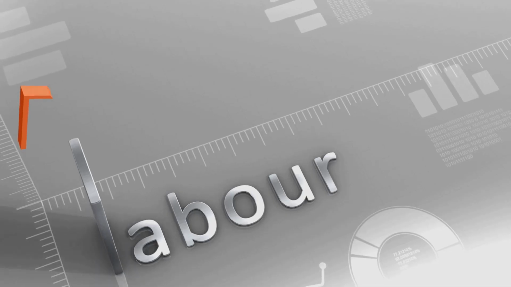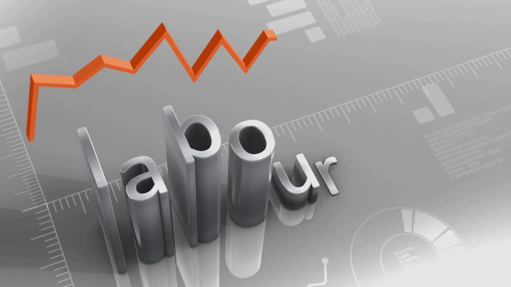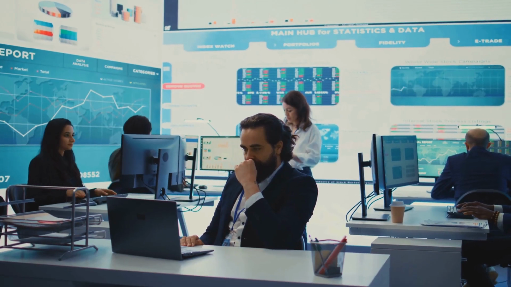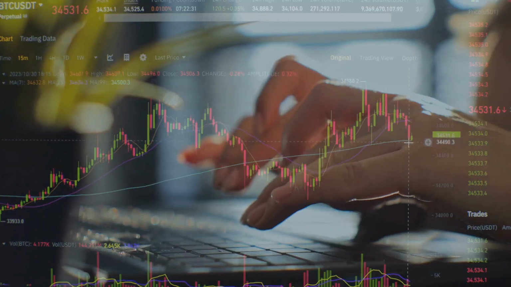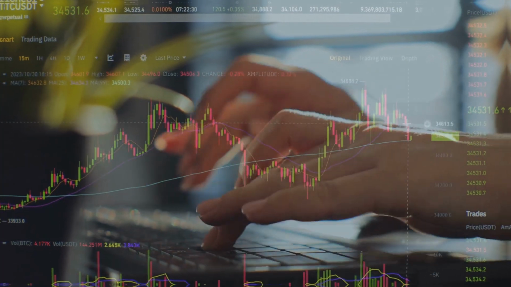Employment reports. Non-farm payrolls are released monthly by the U.S. Bureau of Labor Statistics. This report shows jobs added or lost in the U.S., excluding farming. The unemployment rate and wage growth are closely watched.